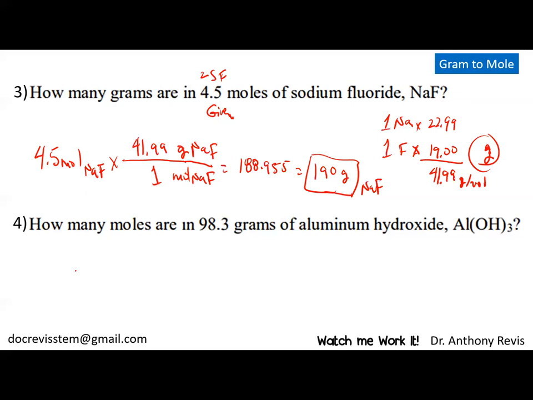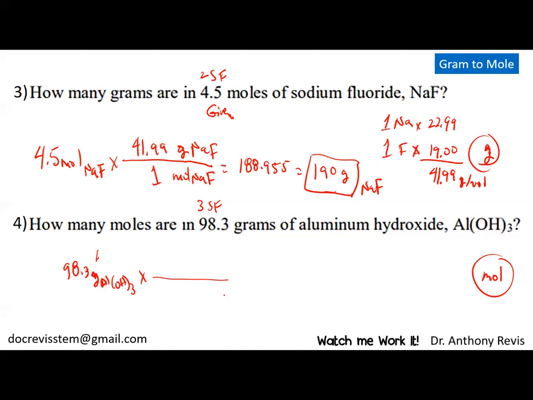How many moles are in 98.3 grams of aluminum hydroxide? So I start here with 98.3. That's my given. I'm going to note my sig figs already: 3 sig figs. I know I'm looking for moles out here. How many moles? That's the thing I'm going to circle and keep on it. So I have 98.3 grams of what? AlOH3. I'm just tracking that, so definitely don't lose track of it.